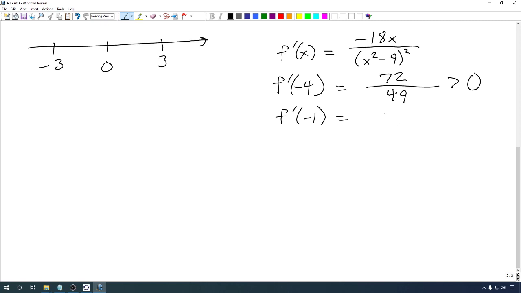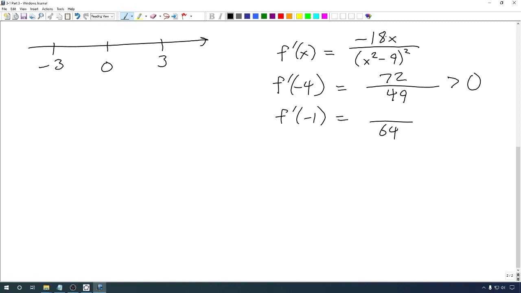Again, pick whatever number you feel the most comfortable with. I always like to pick the smallest numbers that I can that are not fractions, and then pick the fractions with the smallest denominators that I can, if I have to use a fraction. Of course, when I plug in negative 1, the bottom, technically we could kind of ignore it, but it will become 1 minus 9, or negative 8 squared, which is 64.